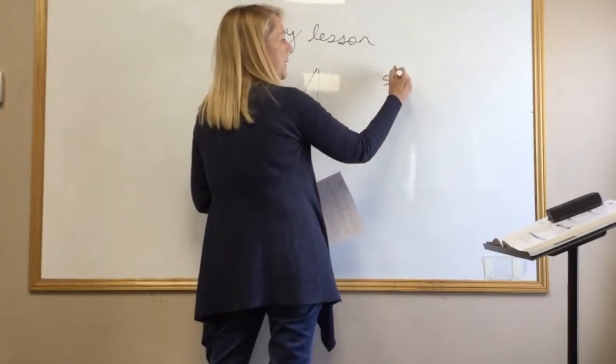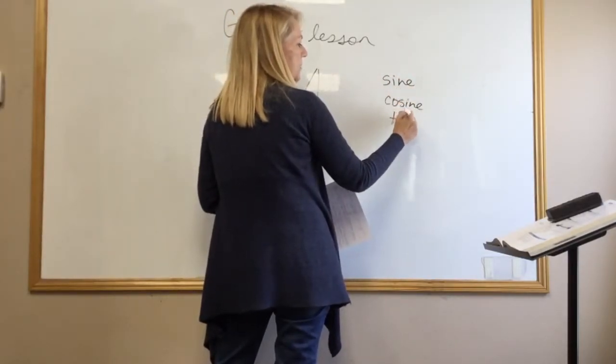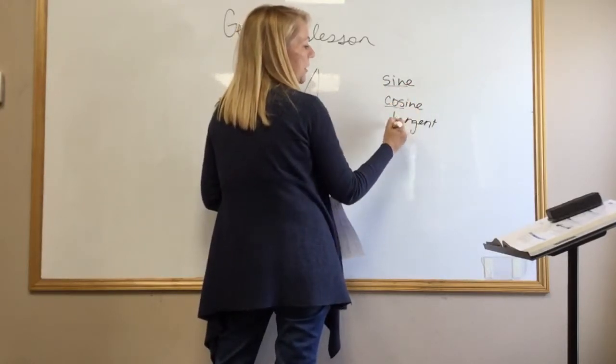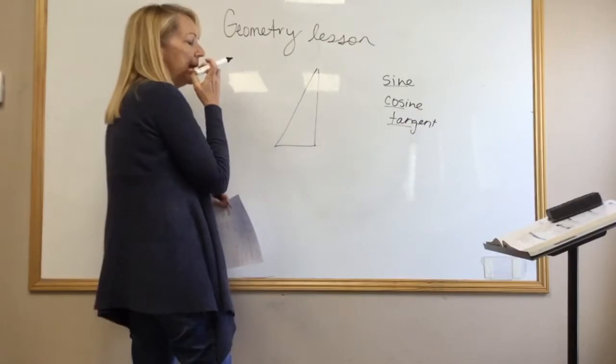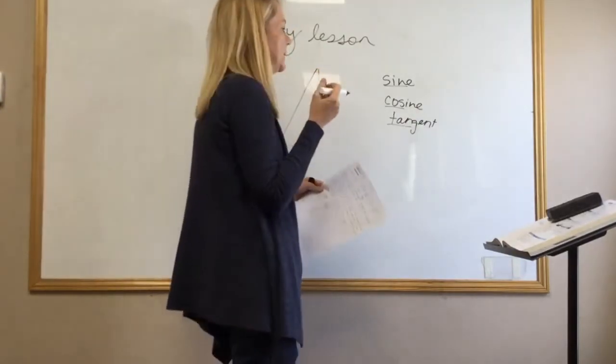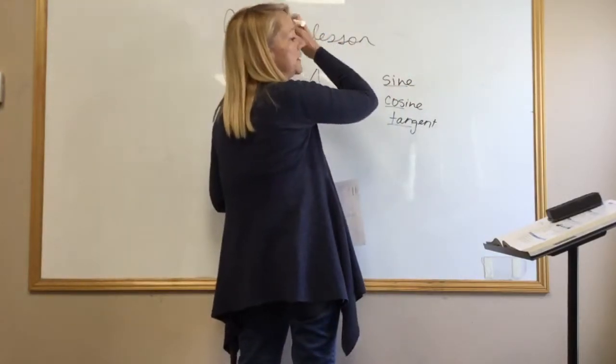So we have sine, cosine, and tangent. And on your calculator, they use the first three letters of each of those. And then if you're using a phone, you turn your calculator sideways and you can see those three letters. And so they're buttons on there.